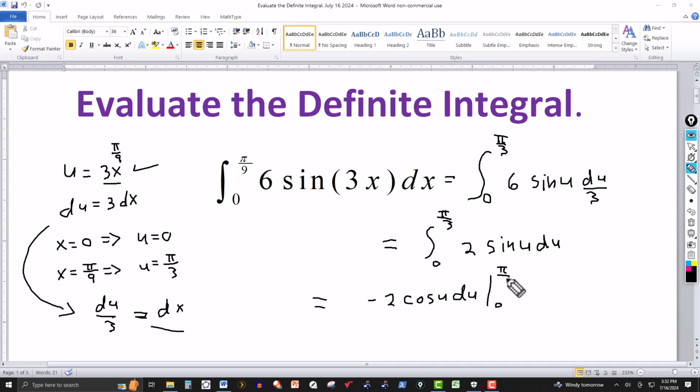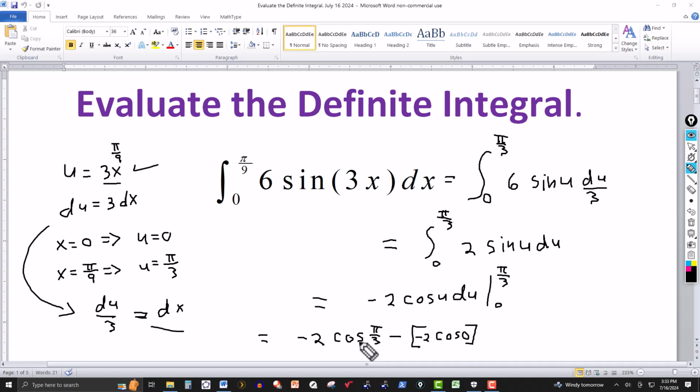So this is equal to, now remember here we evaluate at the upper limit and then minus the value at the lower limit. So this will be minus 2 cosine. u now is pi over 3. And then it's minus the value of this expression at 0. So this will be minus 2 cosine of 0.